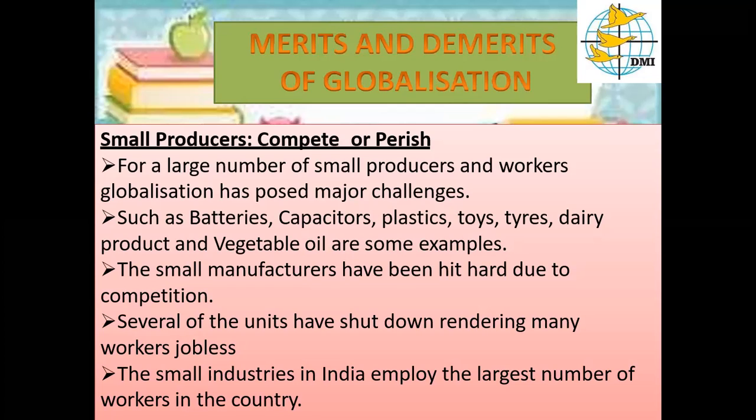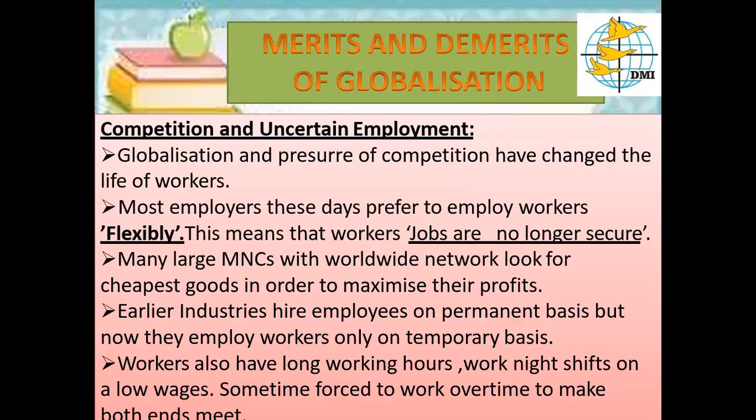The small industries in India employ the largest number of workers in the country. So globalization and pressure of competition have changed the life of the worker. Most employers are now employing workers flexibly. That means the workers have no job security. Many large MNCs with worldwide networks look for the cheapest goods in order to maximize their profits.